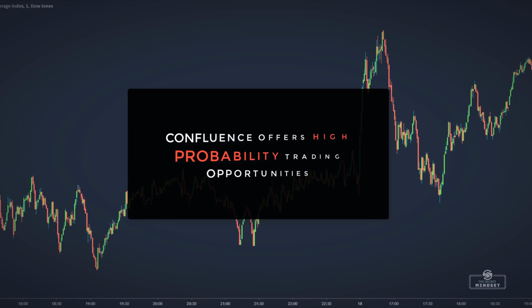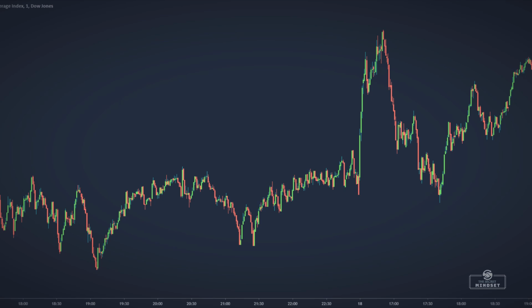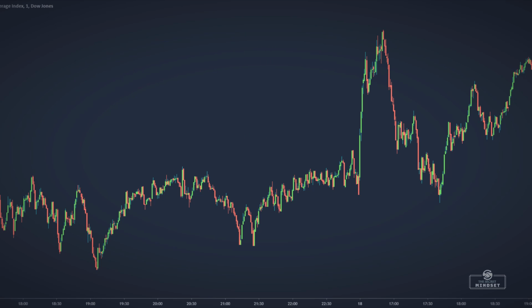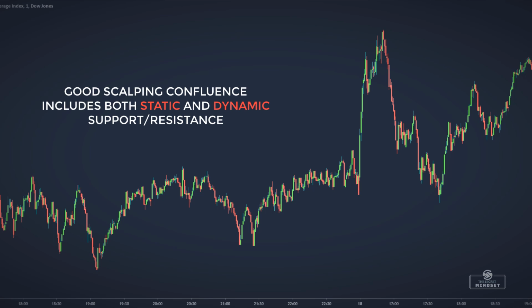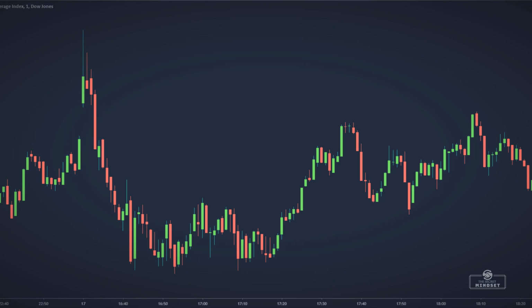Finding confluence on your charts is very important for scalping because these areas offer high probability trading opportunities. Before you continue with the scalping setup, let me tell you something important. Finding confluence is quite subjective and is dependent on the trader's skill, experience and tools used on the chart. My personal rule is to find areas with at least two support and resistance levels. One of them must be a static level and the other one a dynamic level. So, we need three confluence conditions to be met for our scalping strategy.